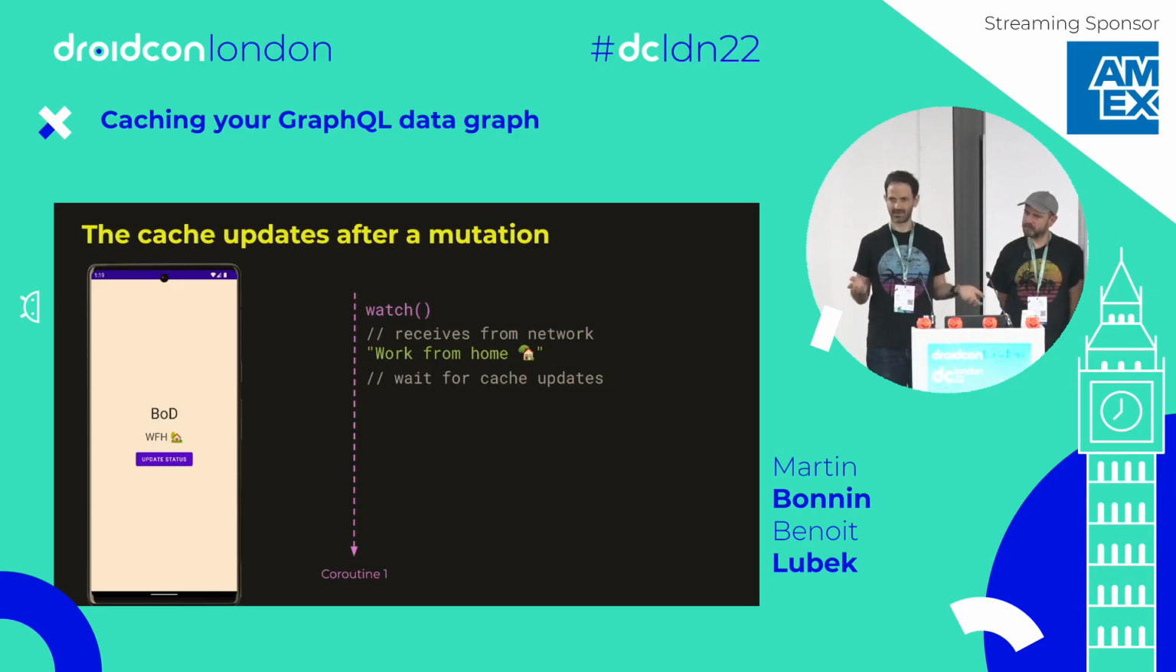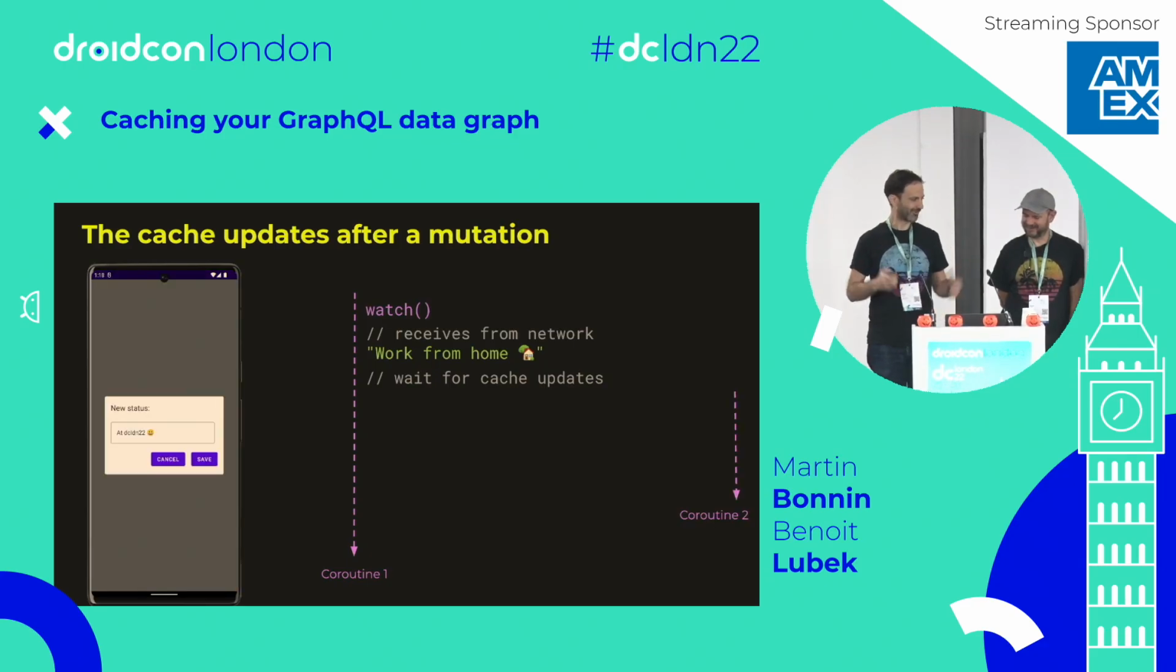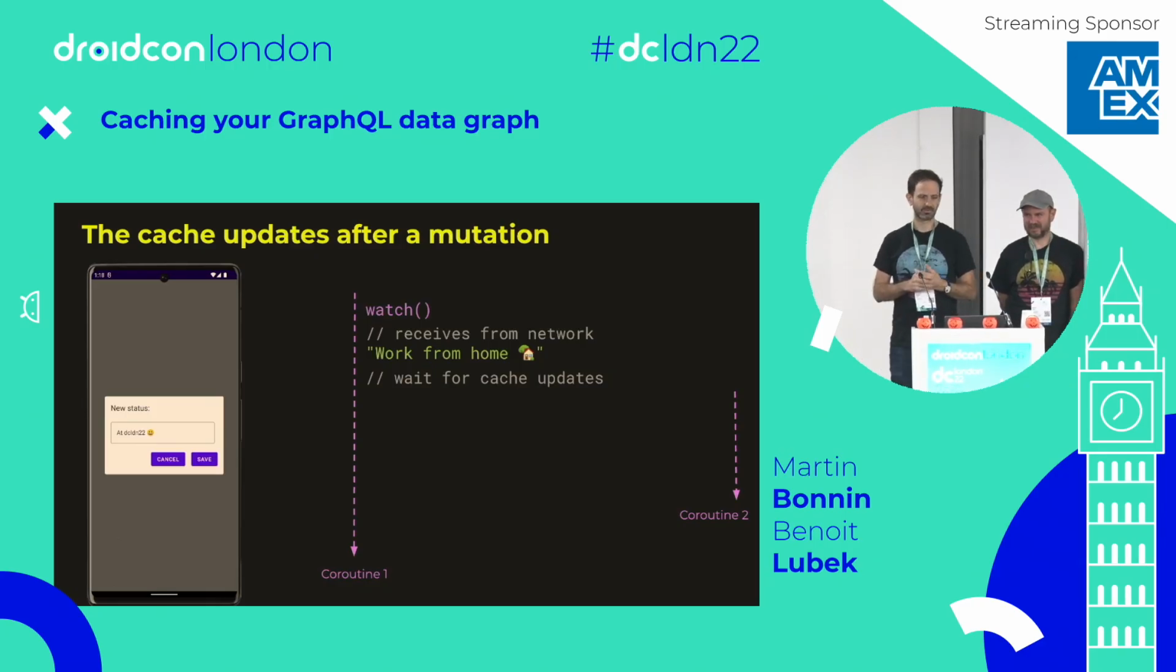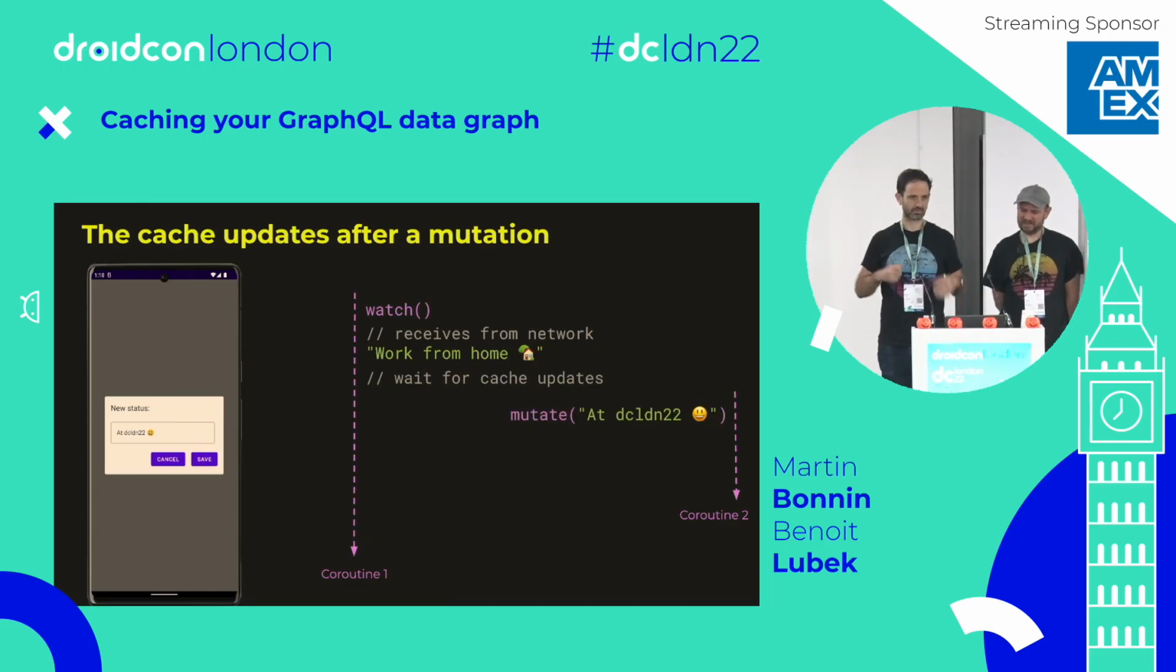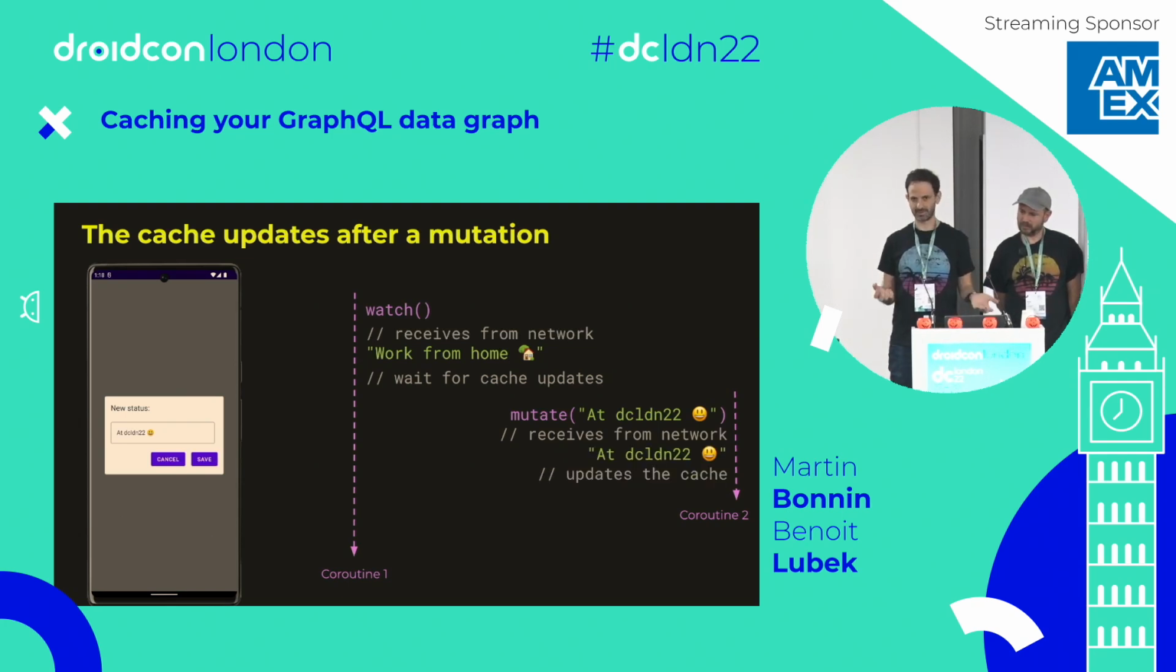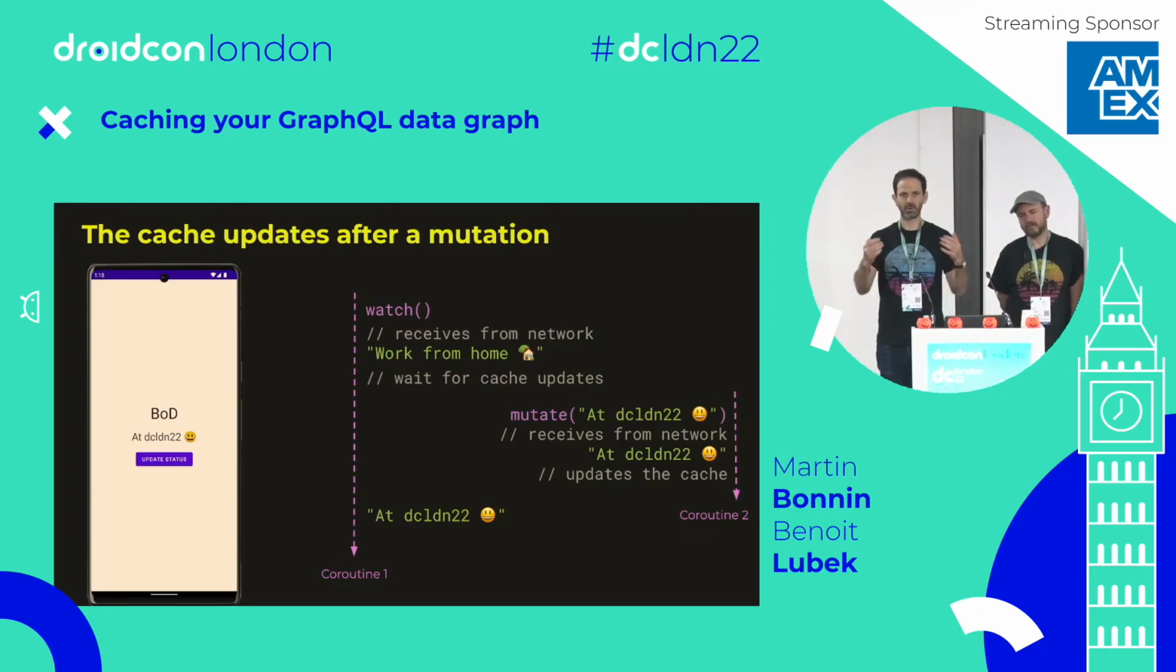Now, Benoit is going to click that small button, or maybe I do it, or maybe you do it, and update his status. So it's going to start a new screen with a text field where you can change the status. Let's say we are now at DroidCon London 22. So we send that mutation to the network, and in response, we get the new data. So we get the data from the network, and it updates the cache. And as soon as it updates the cache, the watcher in the background is going to update the UI so that if you press back, you have instantly the new value of your status.